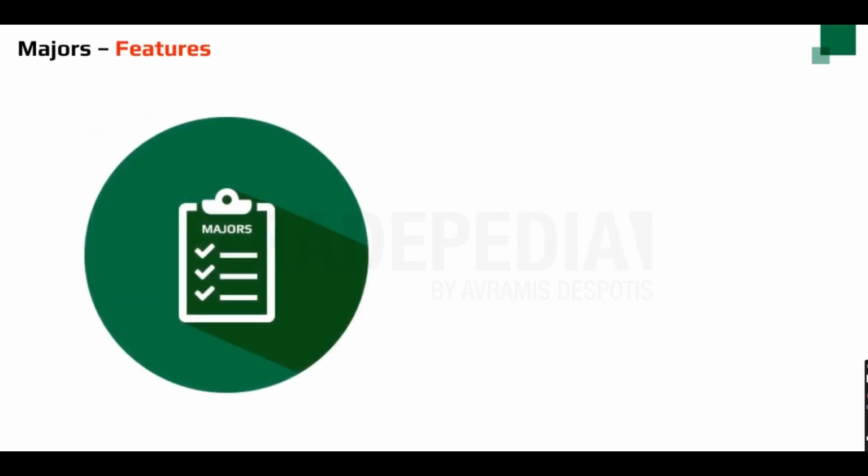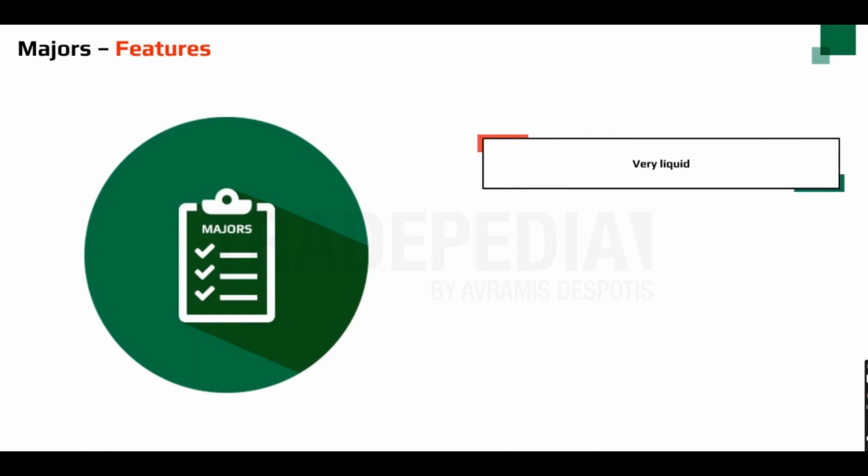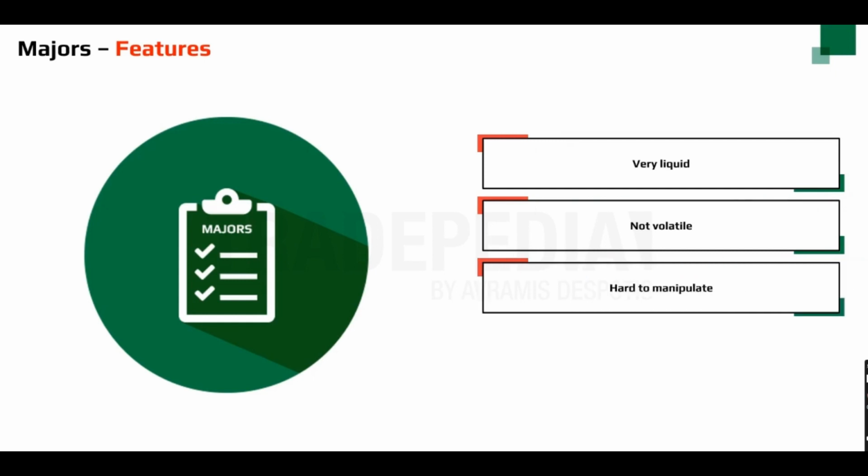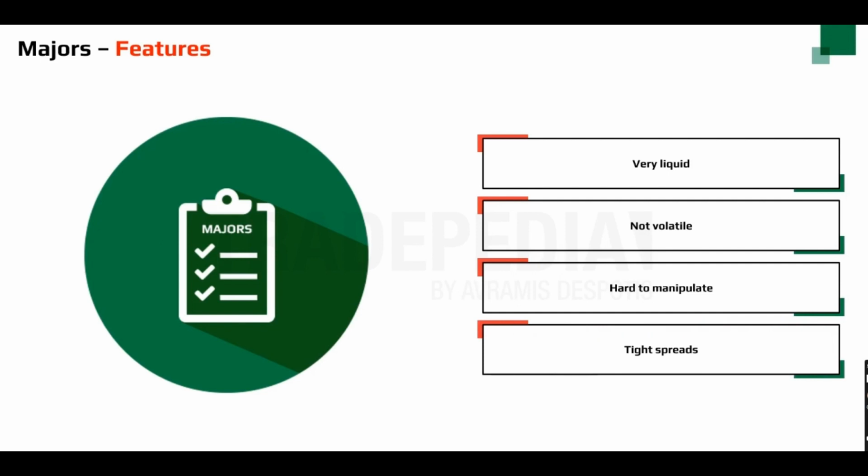The major Forex pairs represent 80% of the daily traded volume and have the following features. They are very liquid, as they are heavily traded. They are not very volatile compared to other pairs. They are very hard, if not impossible, to manipulate. They are characterized by very low transaction costs as a result of their high liquidity. Beginning Forex traders are strongly advised to trade only the major pairs.